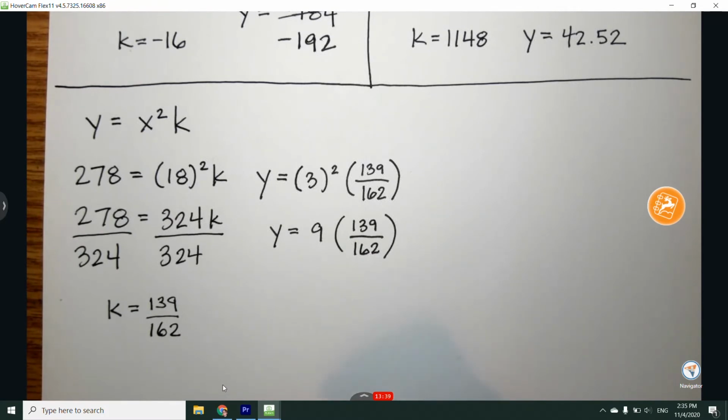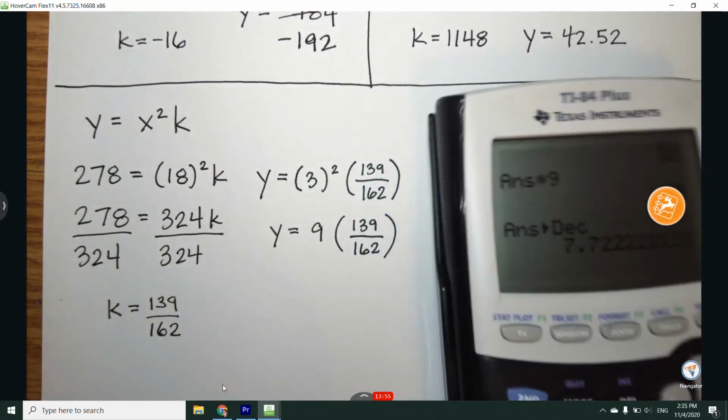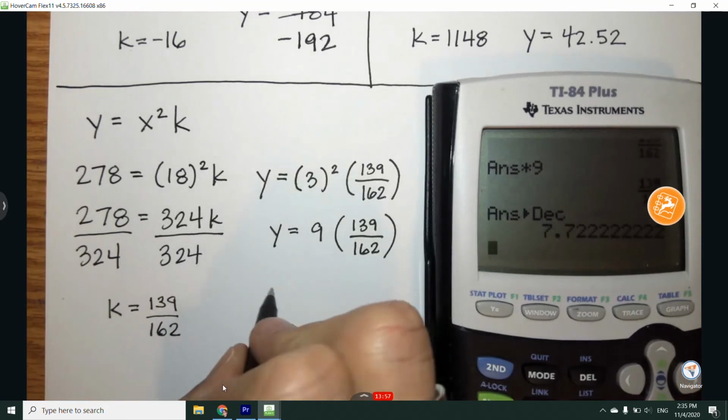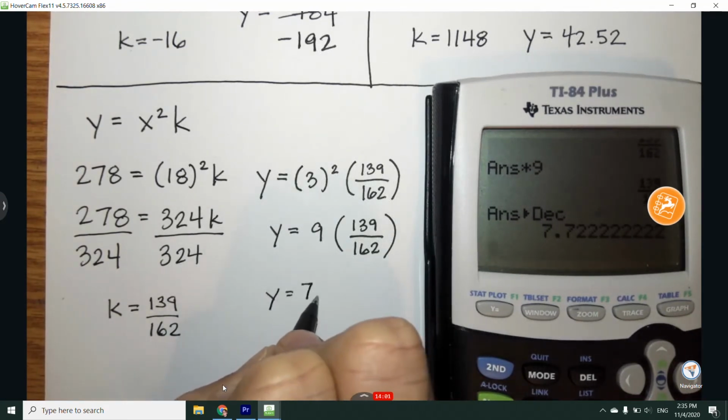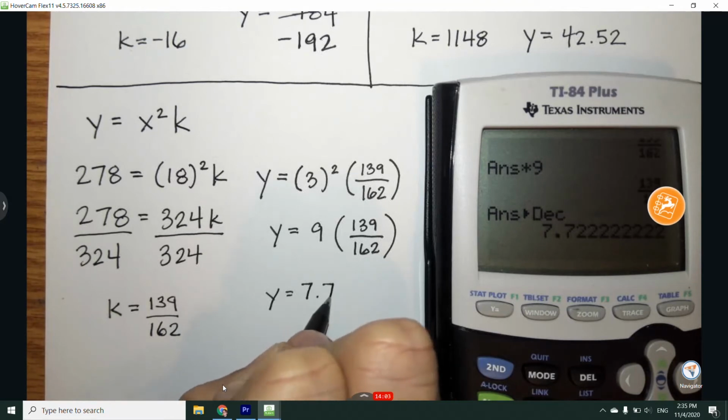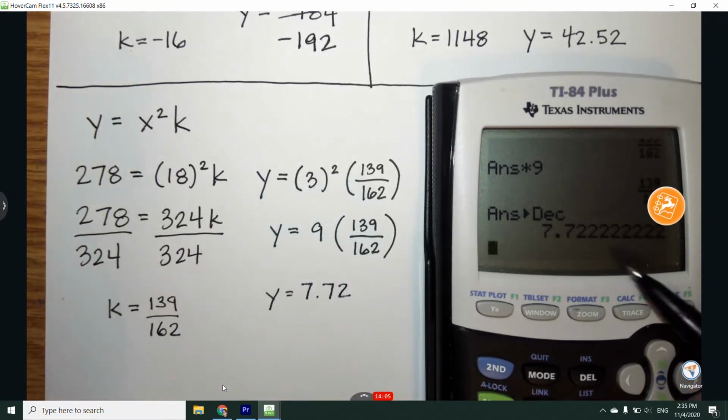And so if we do it that way, we're going to end up getting a decimal. Remember, we got to round it to 2 decimal places. It's going to be y equals 7.72. That third decimal doesn't make the other 2 round up, so it just stays that.